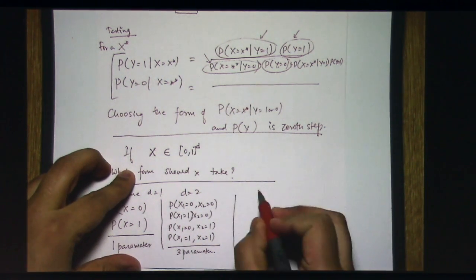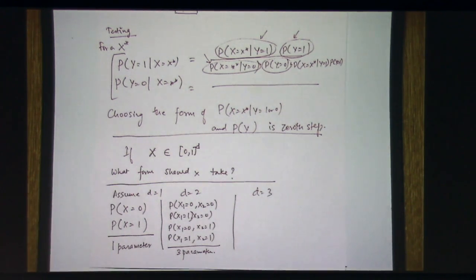If d is 3, then suddenly you have to take care of 3 variables, so that means you have to have 8 possibilities. Yes, go ahead. Yeah, I'm coming to that. Right now we are not making any assumptions about dependence or independence of these variables, which means we will have to list out all possibilities.